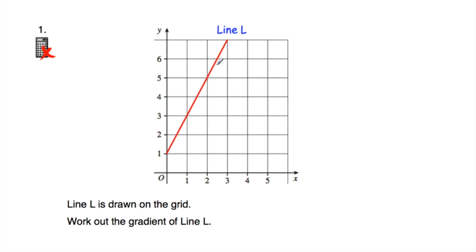Another approach is to use the formula m, the gradient, is equal to the rise divided by the run. I use this quite a lot: rise divided by run. So the rise of the line divided by the run of the line. What you do is choose 2 points on the line. We can choose any 2 points.